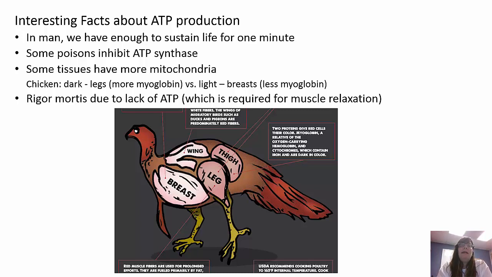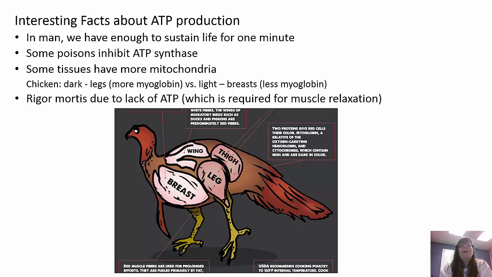So some interesting facts about ATP. We have enough ATP to sustain life for about a minute. Some poisons inhibit ATP synthase, so you cannot make ATP. So cyanide, for example, inhibits ATP synthase, so you can't generate any ATP. If you can't generate any ATP, you do not have energy for your cells to do anything.